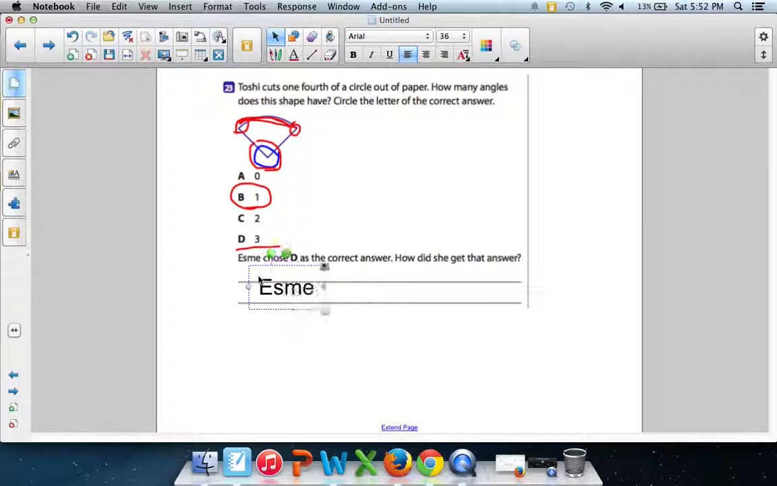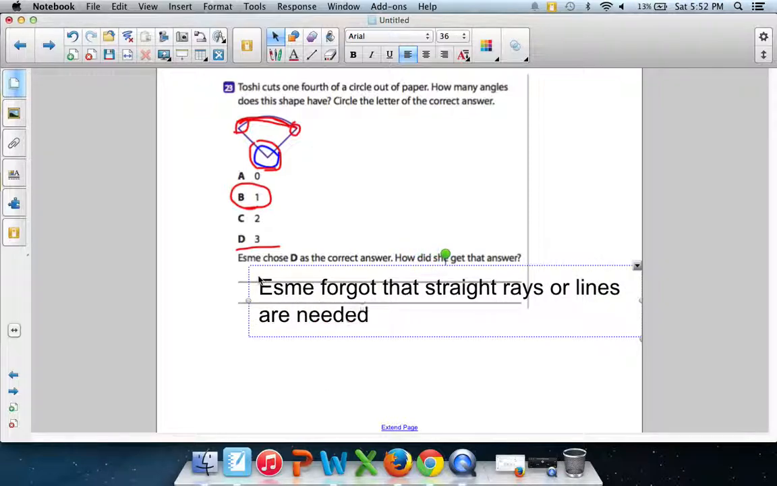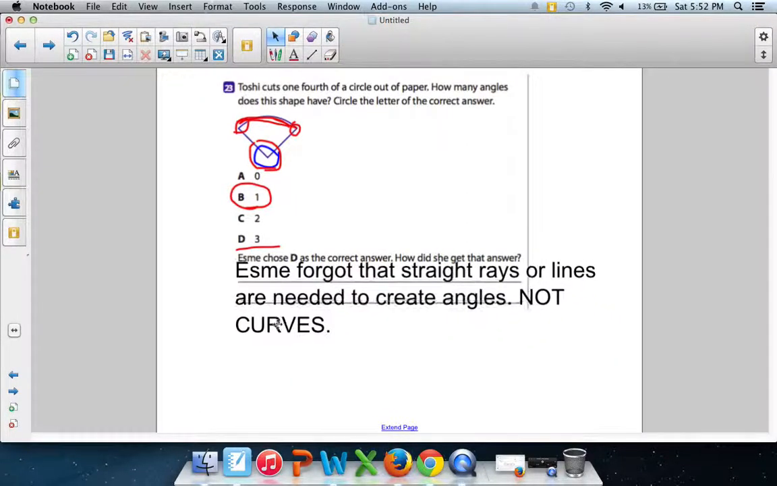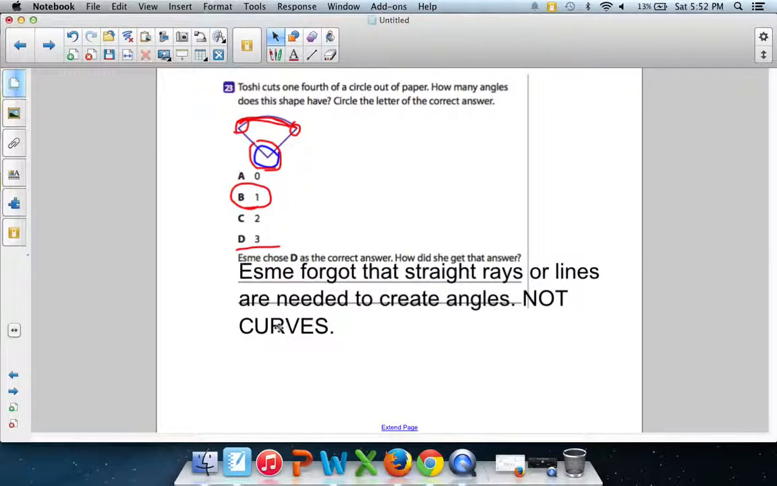Esme forgot that straight rays or lines are needed to create angles, not curves. And I'm not saying curves are bad in geometry. They make really cool shapes, like circles, for example. It's like one continuous curve. But as far as angles are concerned, we need straight rays or lines for angles.